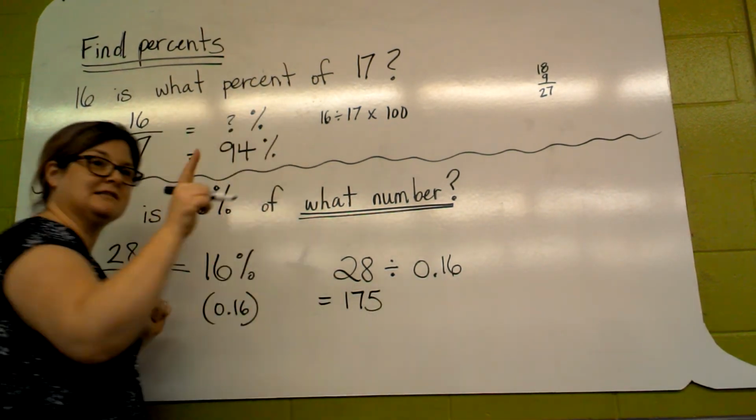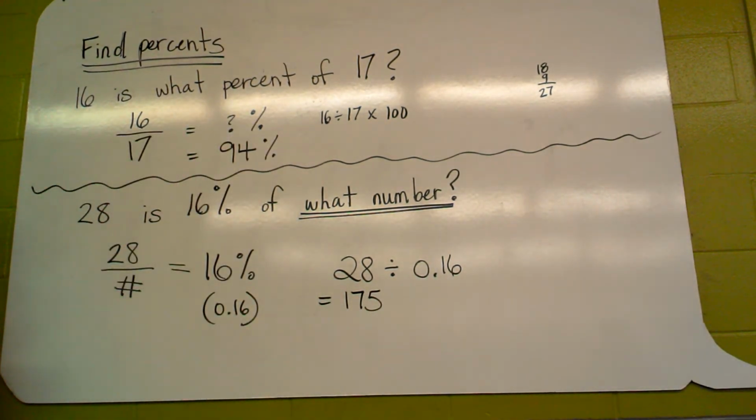Why? Let's double check. Everybody clear on their calculator? Punch this top number in. 28. Punch it in. What does the line mean? Divide. Hit divide. What number did we get as an answer? 175. Punch it in. Hit equal. And then times by 16. Times by 100. Did you get 16%? That's how you check your work.